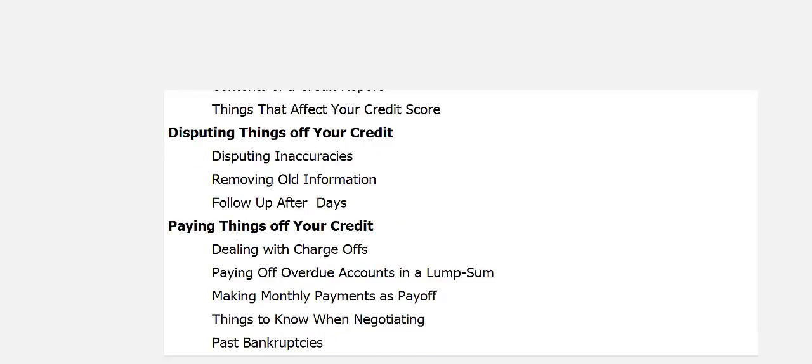How do you dispute things off your credit report? What is the Fair Credit Reporting Act? How does it let you dispute things? How do you dispute inaccuracies? How do you remove old information? How do you follow up after 30 days?